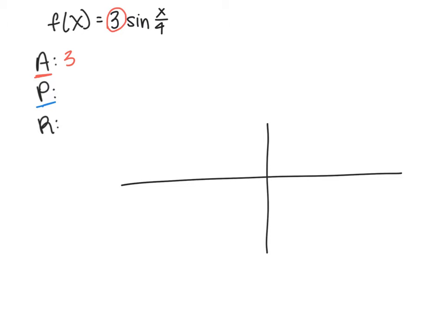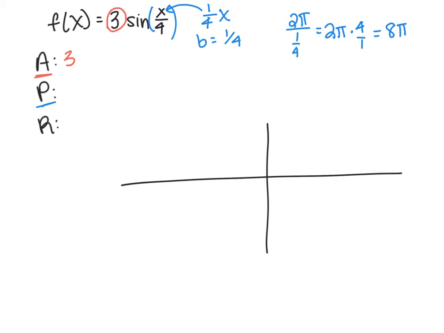For the period, that is the number inside the function. So right now we have this x over 4. So first off, anytime you see a fraction like that, this is the same as saying 1/4 times x. So this means our b value is 1/4. In order to find the new period of the graph, you do 2 pi divided by b. So in this case, we're doing divided by 1/4. Now whenever you divide by a fraction, multiply by the reciprocal. So we have 2 pi times 4 over 1, which means the new period of this graph is 8 pi.